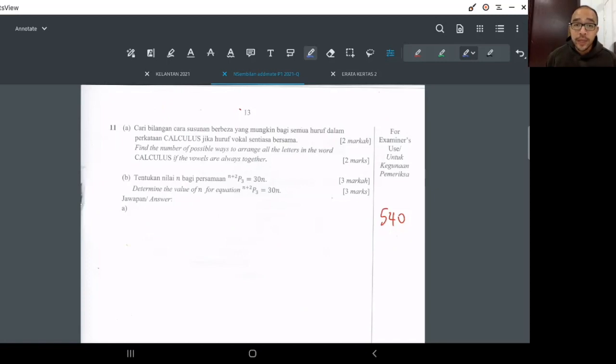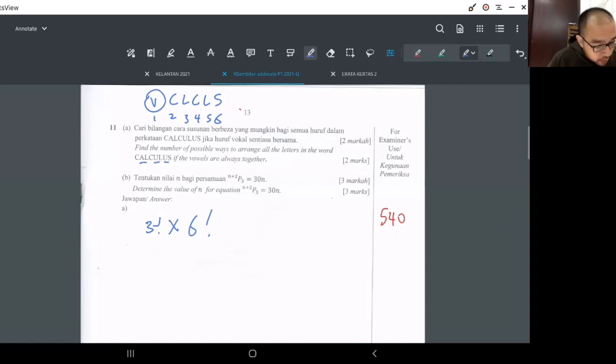Find the number of possible ways. Question 11. Find the number of possible ways to arrange all the letters in the word calculus if the vowels are always together. Now, in a normal situation, we would just take all the vowels and put them together. So there are 1, 2, 3 vowels, so we'll do 3 factorial. Then we multiply with all the vowels in one group and then C, L, C, L, S. So there are 1, 2, 3, 4, 5, 6 things we want to arrange. It will be 6 factorial. But the problem is 3 factorial and 6 factorial will not give you this answer 540.